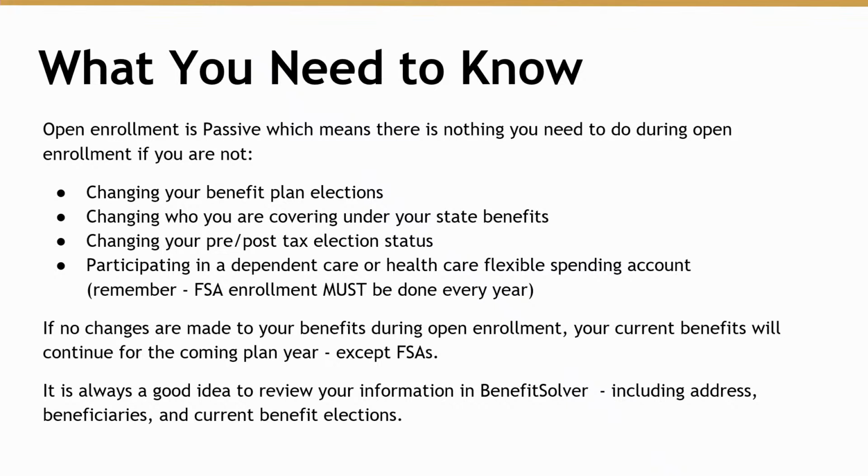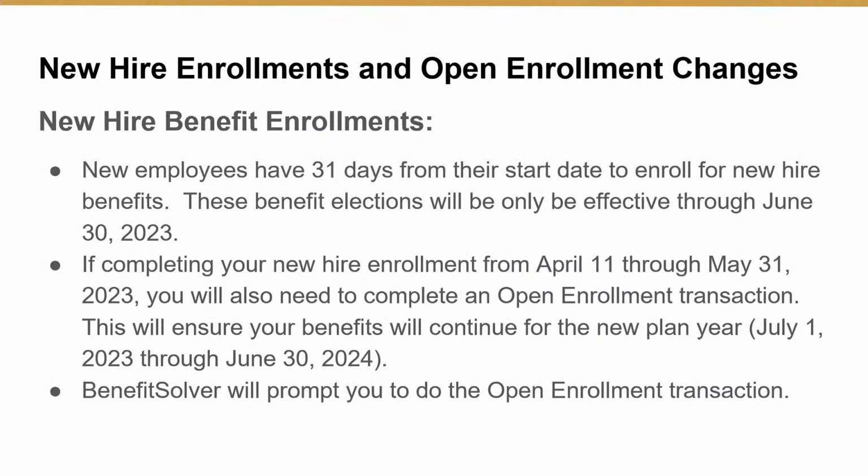But again, it's a good idea to go into Benefit Solver, view what you currently have, make sure it's what you want. One key note here is, if all you want to do is view your benefits, please do not click on Start Open Enrollment when you get to your home page in Benefit Solver. Instead, click to view your benefits summary. That will show you what you currently have and what your costs are, so you can determine if you want to continue with those next year.